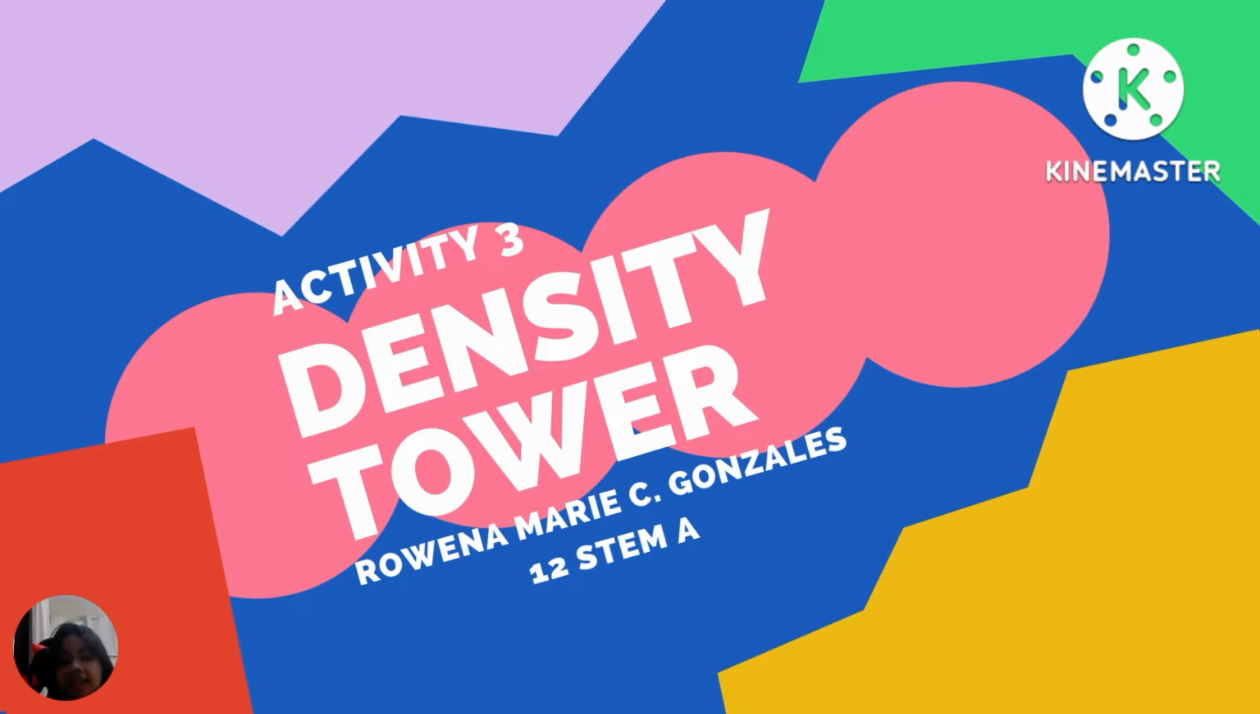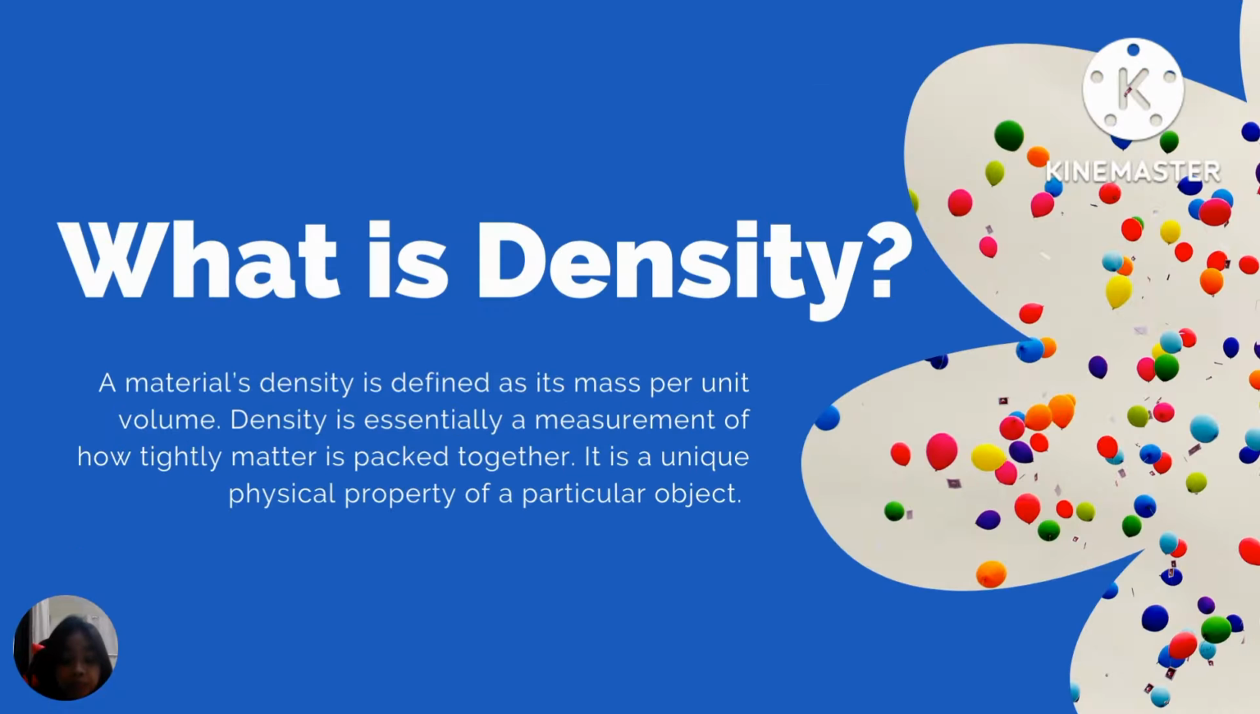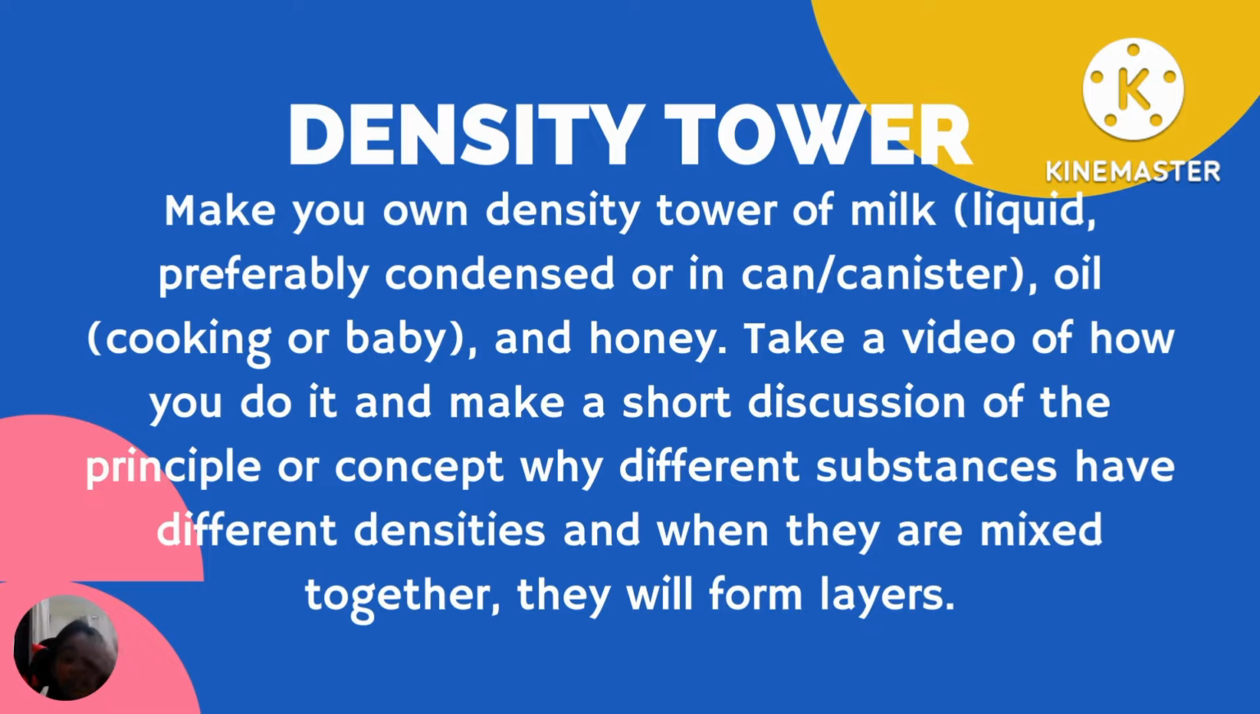This is my activity, the density tower. Now, what is density? A material's density is defined as its mass per unit volume. Density is essentially a measurement of how tightly matter is packed together. It is a unique physical property of a particular object. To show this, we did an activity called the density tower.